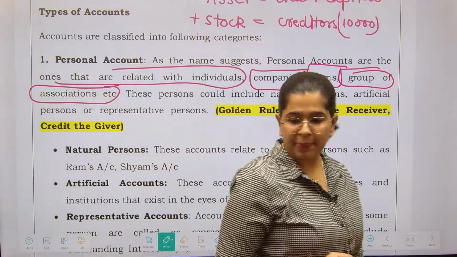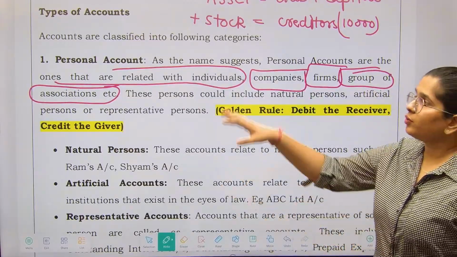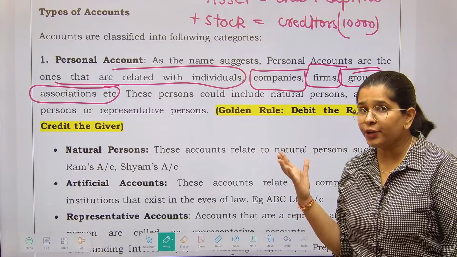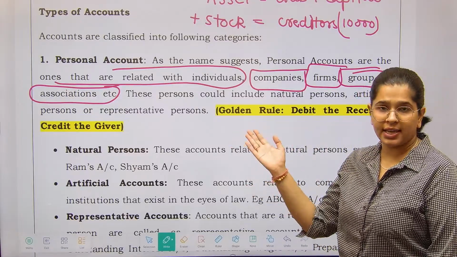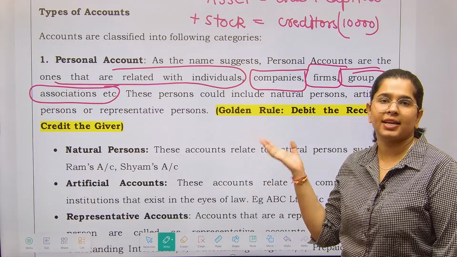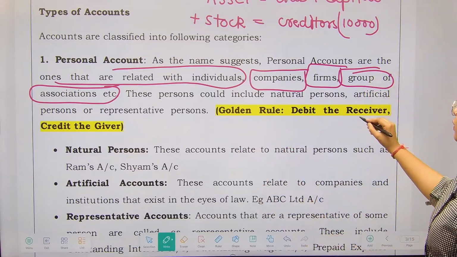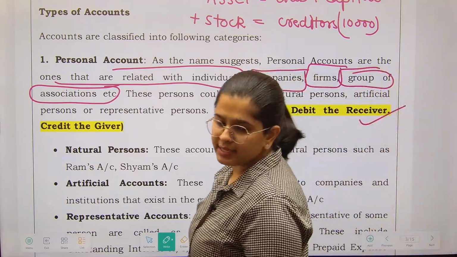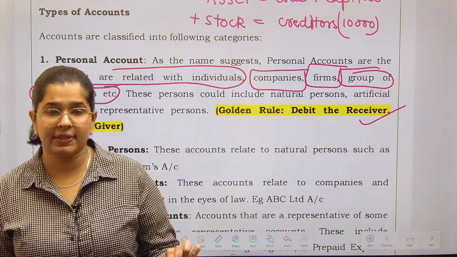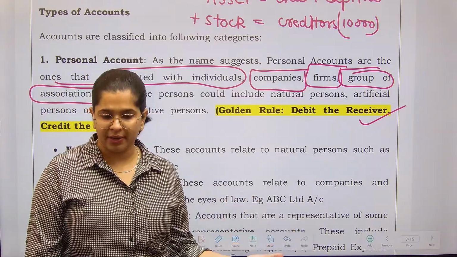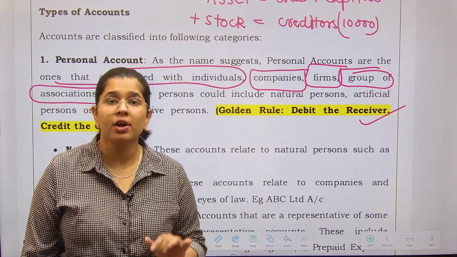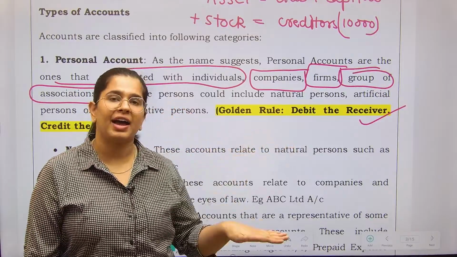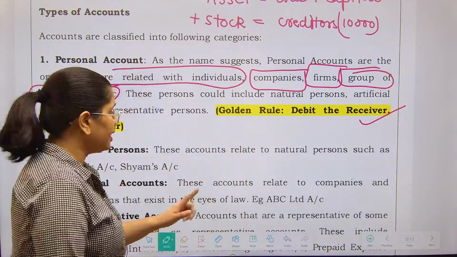These things are represented. Apart from telling you the personal account, I have also highlighted the golden rule that you need to follow when you are dealing with the personal account. What is the golden rule over here? So golden rule is debit the receiver and credit the giver. ठीक है, डेबिट द रिसीवर, जिसको मिल रहा है उसको डेबिट करो और जो दे रहा है उसको क्या करो? क्रेडिट करो.